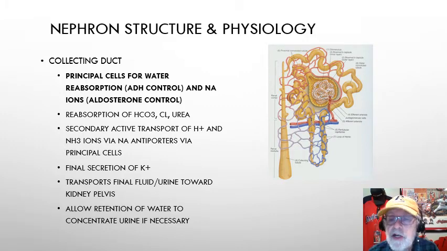Once it's in the renal pelvis, it's in the ureter. Once it's in the ureter, it's in the bladder. Once it's in the bladder, it's in the urethra. Once it's in the urethra, it's in the toilet. Okay, so basically that's what the collecting duct largely does. It fine-tunes a lot for water.